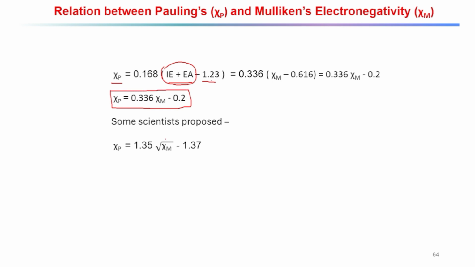Even some scientists proposed that chi p and chi m should be related like this: chi p is equal to 1.35 times the square root of chi m, minus 1.37. So you can use either of these formulas to relate Pauling's electronegativity with Mulliken's electronegativity.